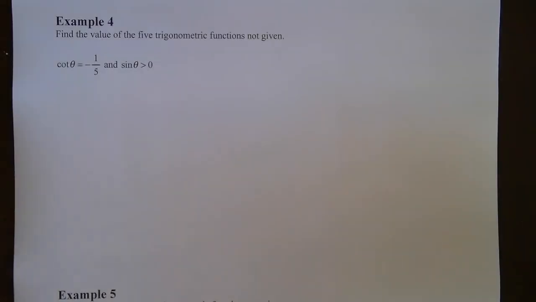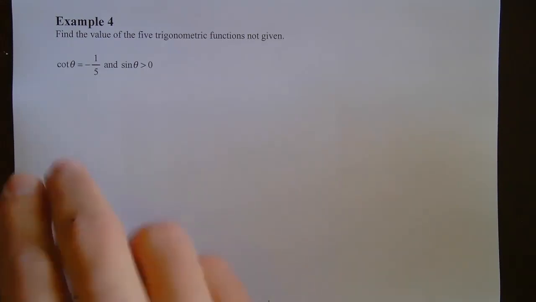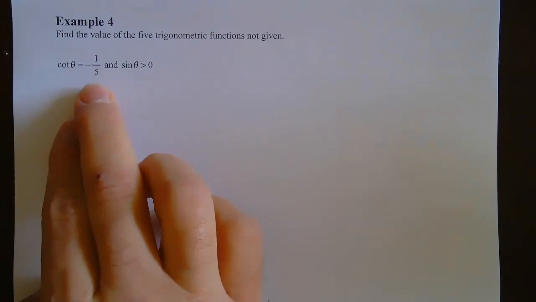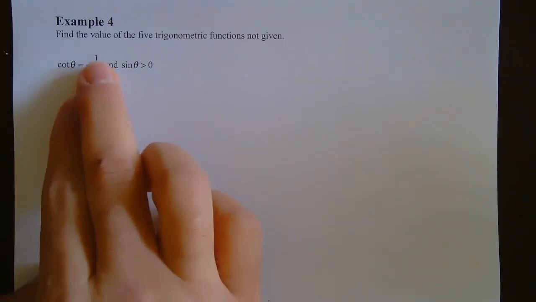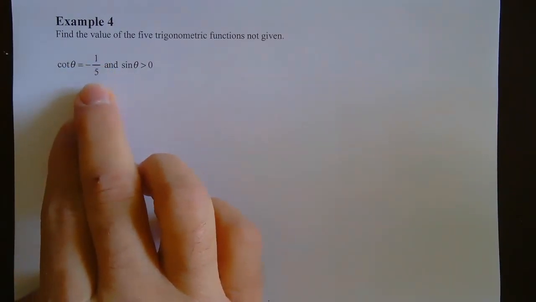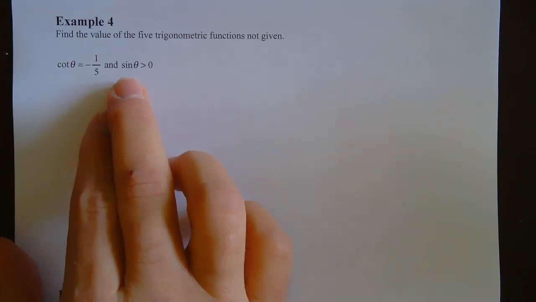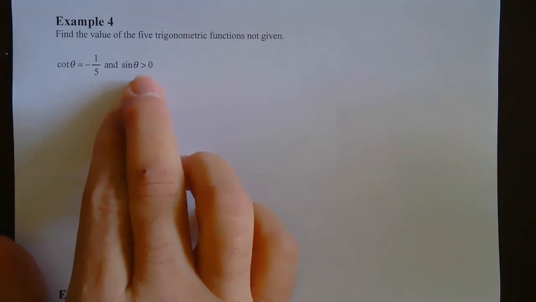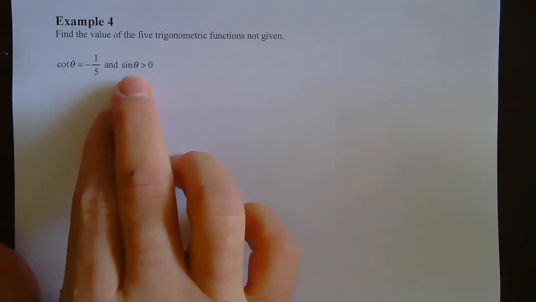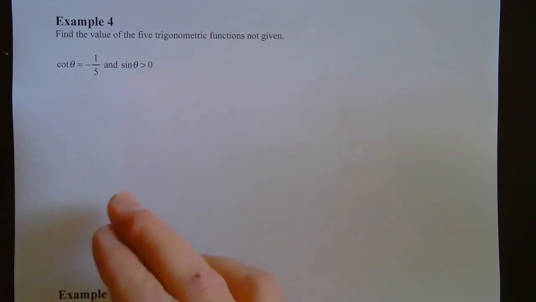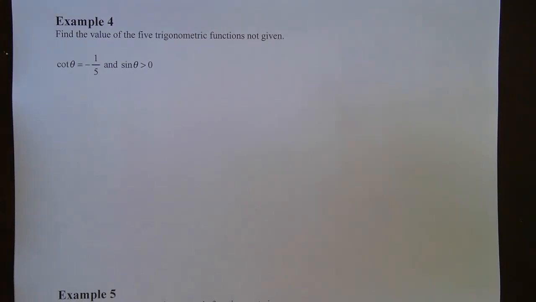All right, for example number 4, I know that cotangent of angle theta is equal to -1 over 5. Now, I don't know which one has the negative. Is it the top or the bottom, okay? It's one or the other, all right? And we're gonna determine that in just a minute, okay? And we know that sine of theta is greater than 0. Okay, now what does that mean, sine theta is greater than 0? Sine theta must be positive because greater than 0 is positive, okay?